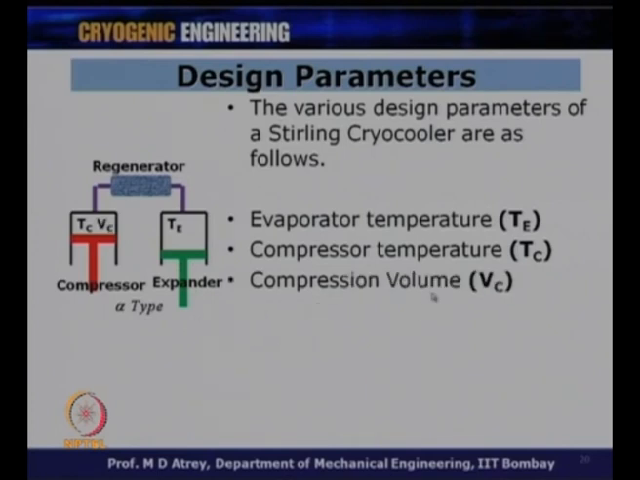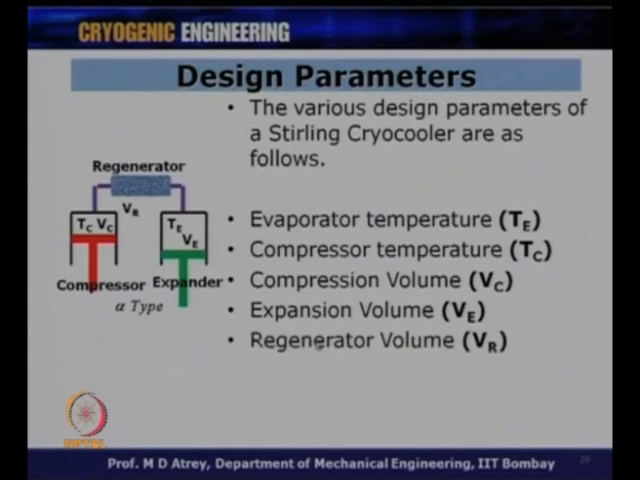Then we have the compression volume, VC. What is my maximum compression space volume, and what is my maximum expansion space volume? Depending on the diameter and the stroke of this piston, you will have pi by 4 d square into stroke, and that is your compression space volume. Similarly, you will have the expansion space volume depending on the diameter and the stroke of the expander piston or displacer. Then we have the regenerator volume, VR, which is coming over here.